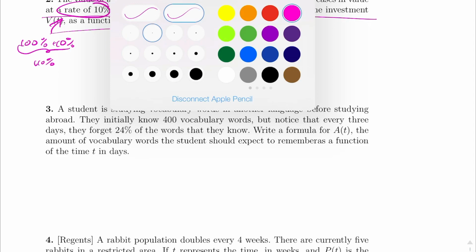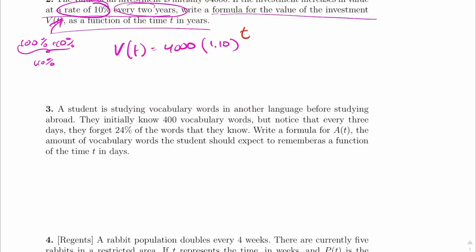And the best wrong answer here is if we put just t in the power. The reason why that's wrong is we're not increasing by 10% every year, we're increasing by 10% every 2 years. So the number of times that we compound it shouldn't be every year, it should be every 2 years. So we have to figure out if we divide it by 2, how many times it compounds.